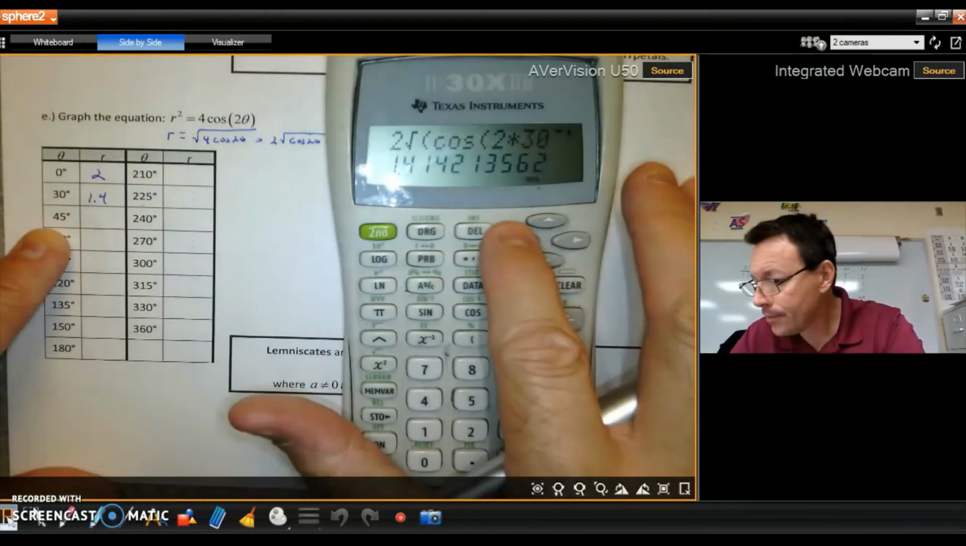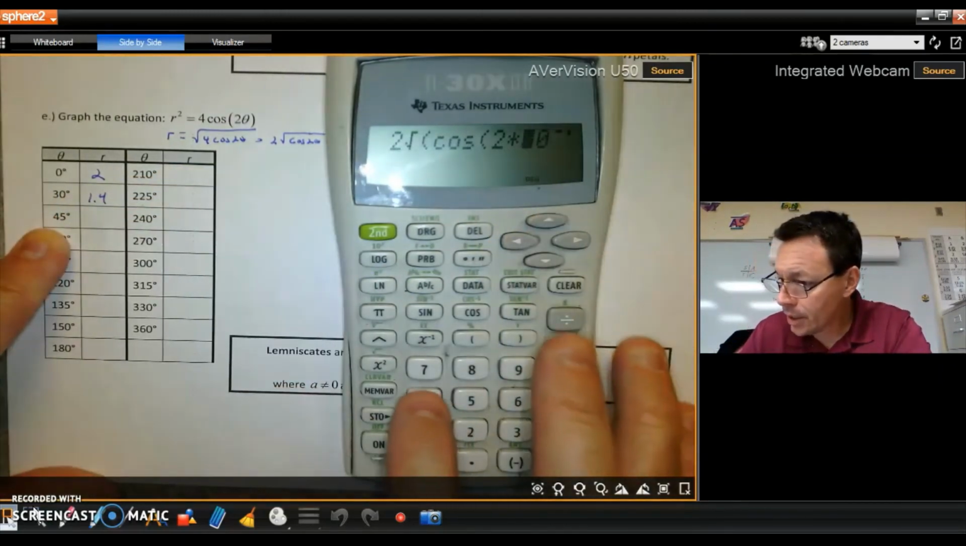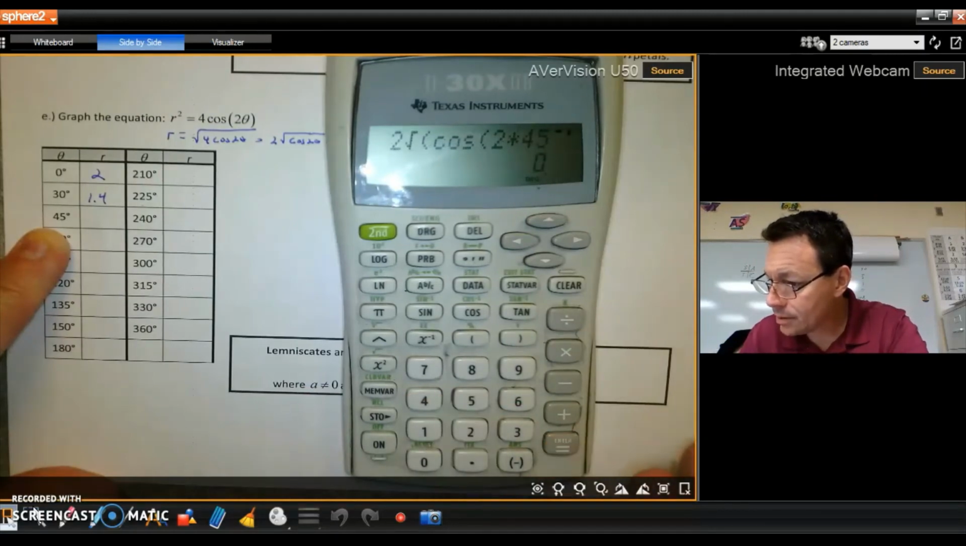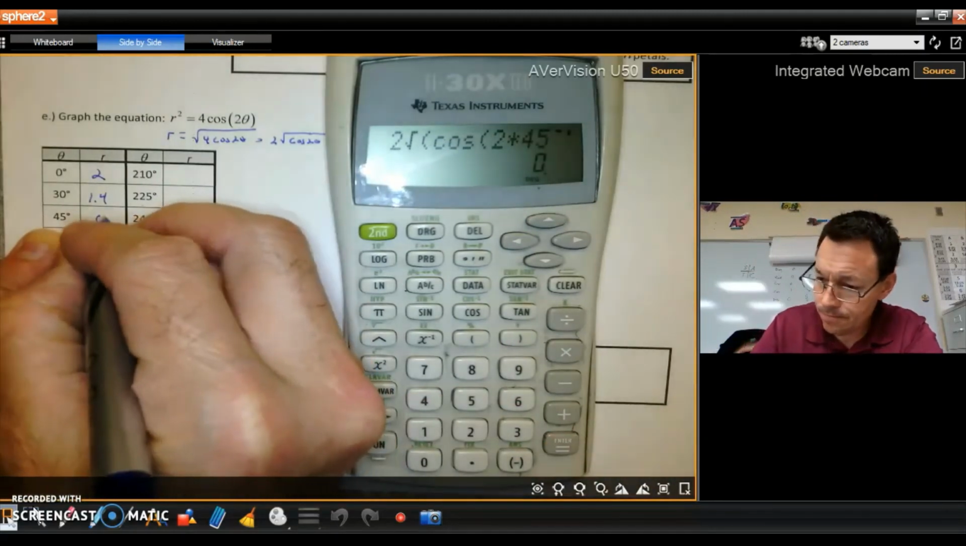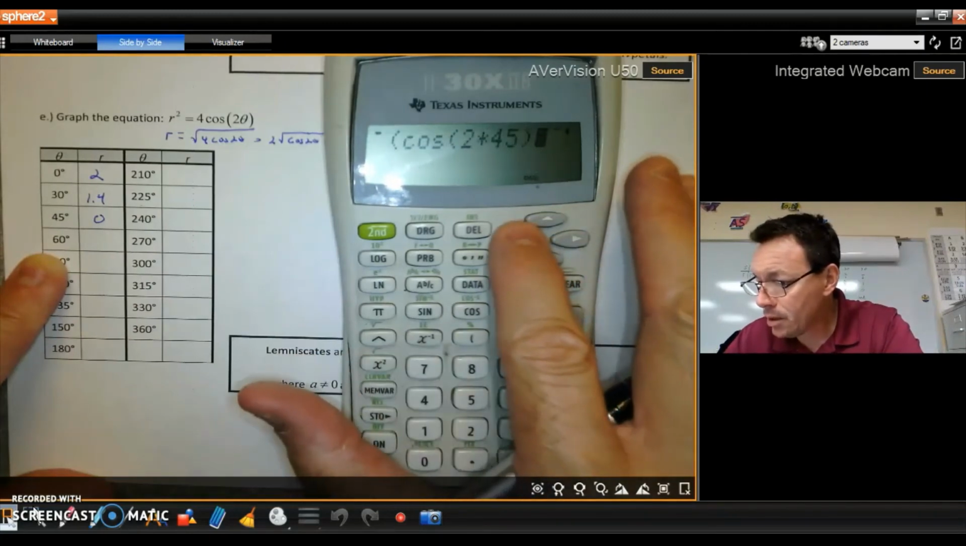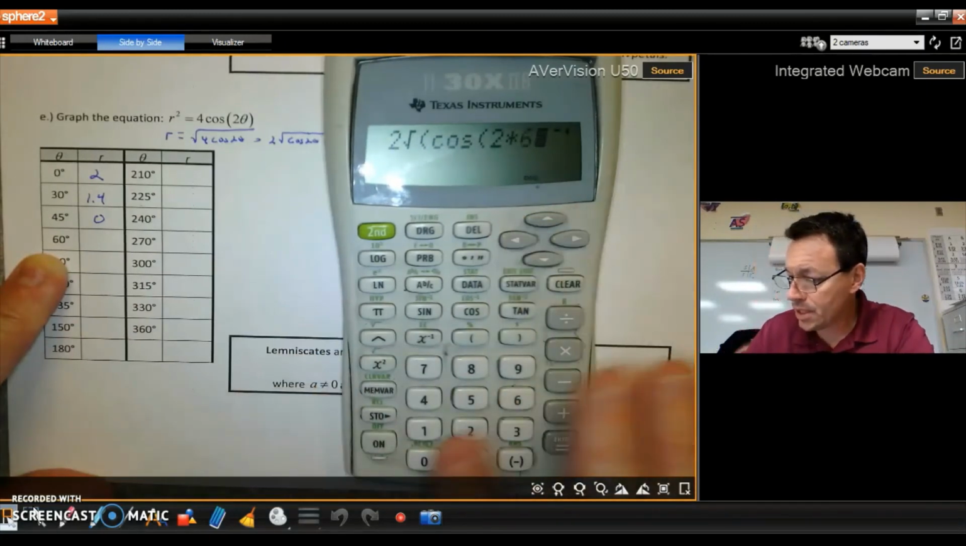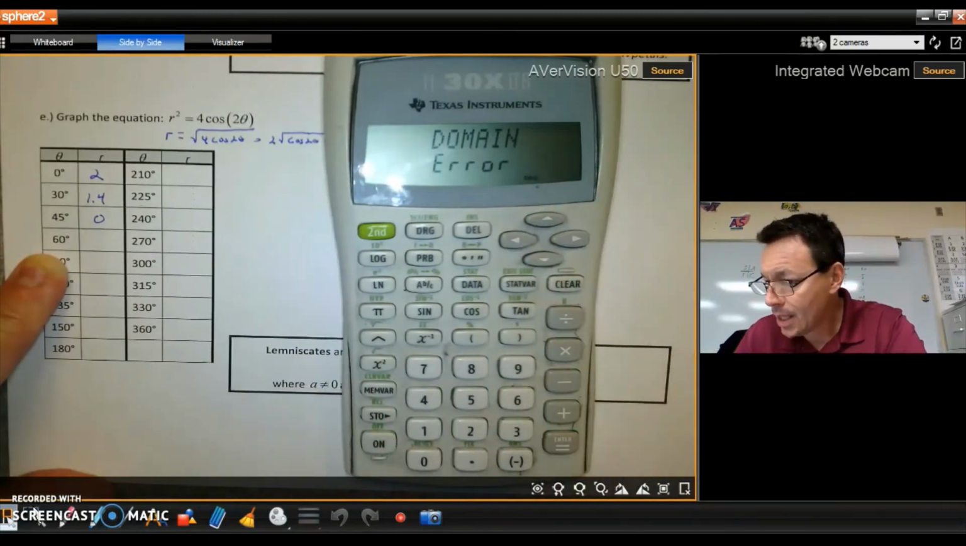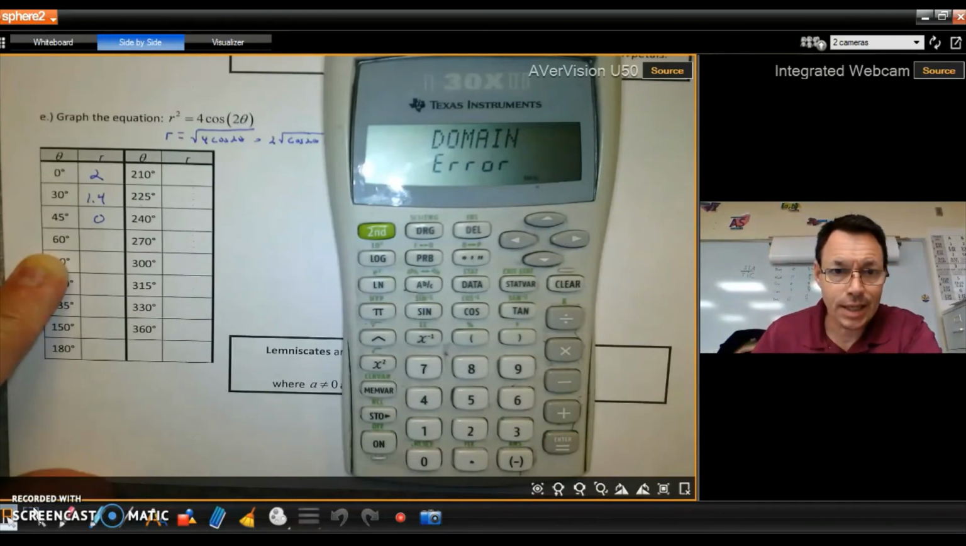1.4. I'm going to go in and get a 45. Okay, that's 0. No biggie. And then I'm going to go back and change that 45 to a 60. And I get a domain error.